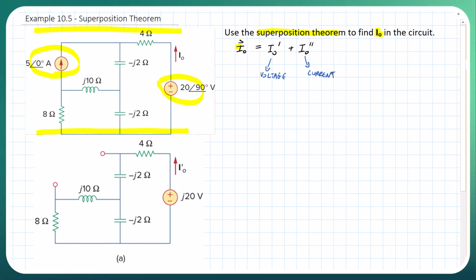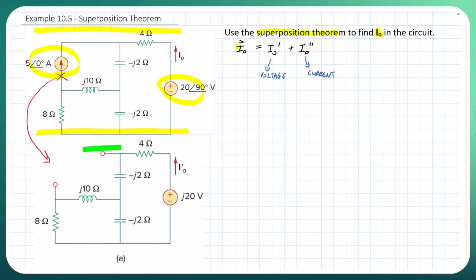So to consider I naught prime, if we want I naught prime, we need to turn off this current source, and as a result we get this circuit down here. It becomes an open circuit, and then you have this new circuit you're dealing with. So we're going to solve the circuit as it stands right there.